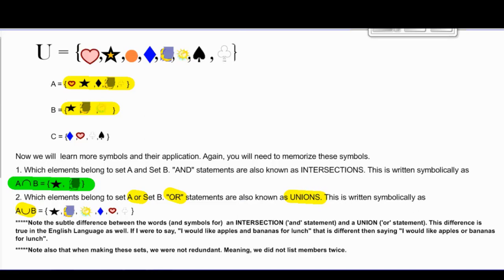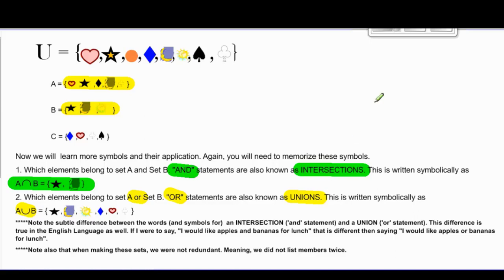Now let me backtrack just for a second because I left it out. When we have an and statement, it is known as an intersection. So I can say the intersection of set A and B equals star and moon. And statements are intersections. Or statements are unions.